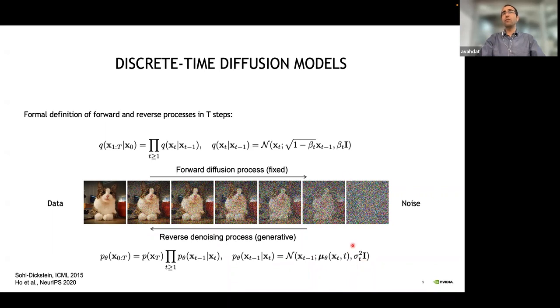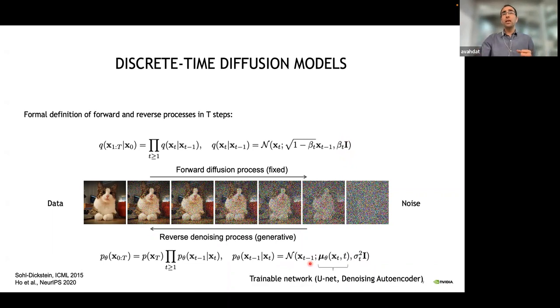The variance is very easy. We can just set maybe sigma_t equal to beta, the same variance we use in the forward process. Most of the time, we can use the same variance. However, the mean becomes the trickiest part. This is actually the part where we need to train the model, right?